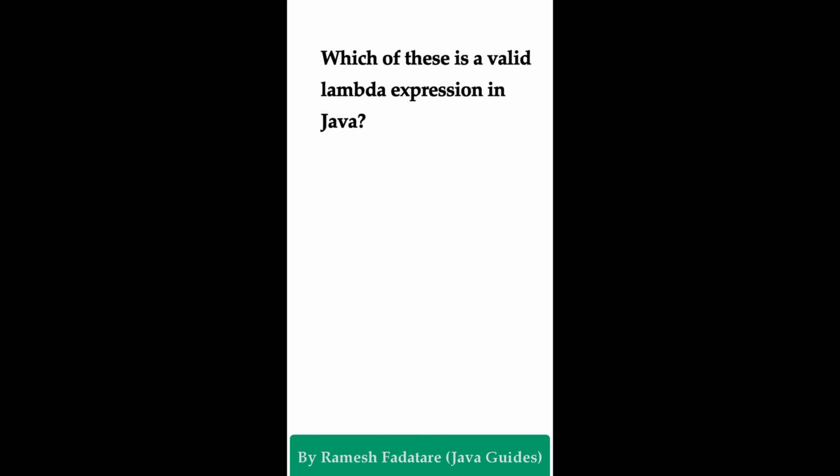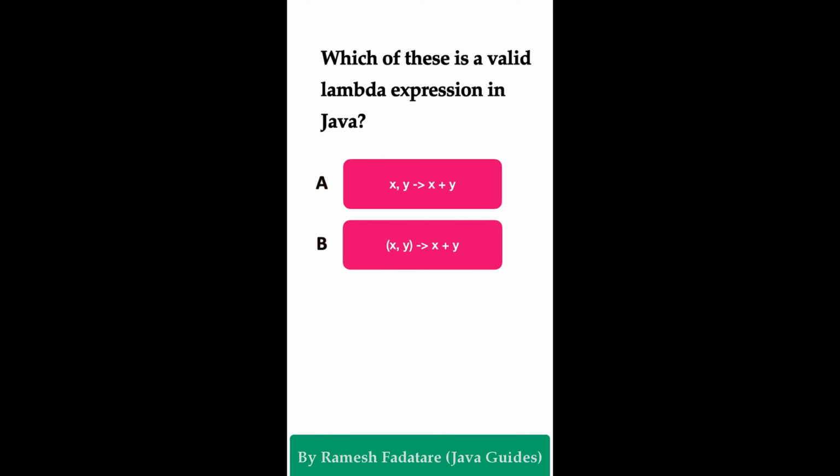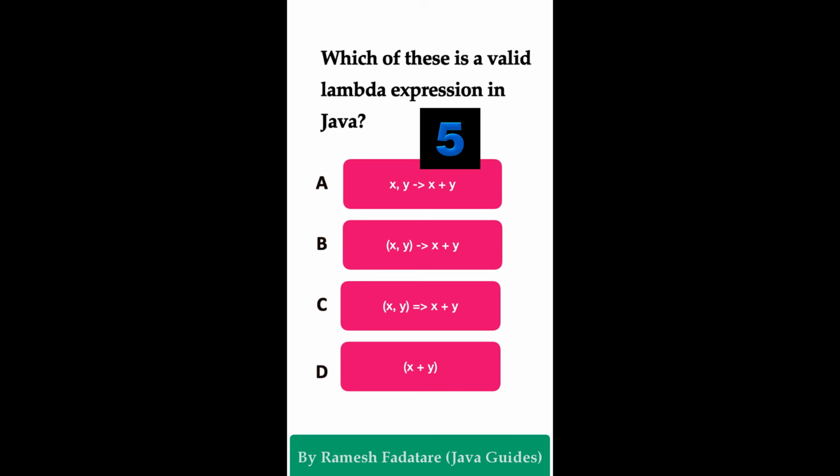Which of these is a valid lambda expression in Java? Option A, x comma y and then x plus y. Option B, x comma y within brackets and then x plus y. Option C, x comma y and then x plus y. Option D, x plus y. Well, you have 5 seconds to answer this question.